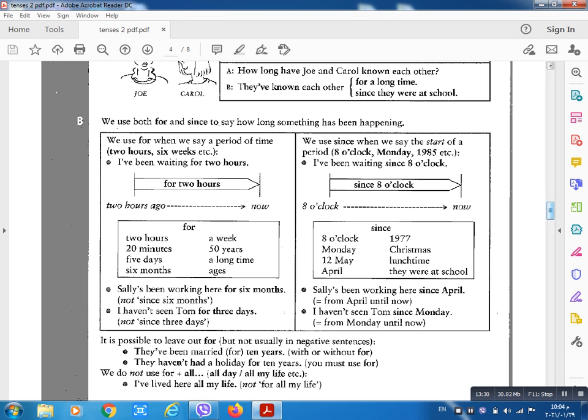It means count. How much time, since when have I been waiting here? You can count since 8 o'clock until now. See? But with for, no. I am giving you the whole period of time I have been waiting for you.